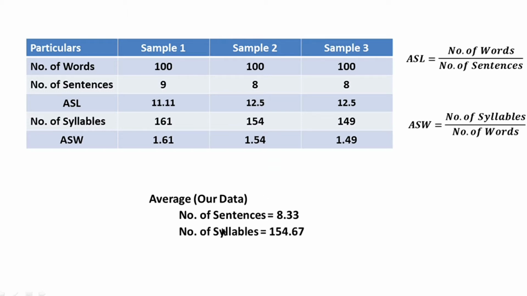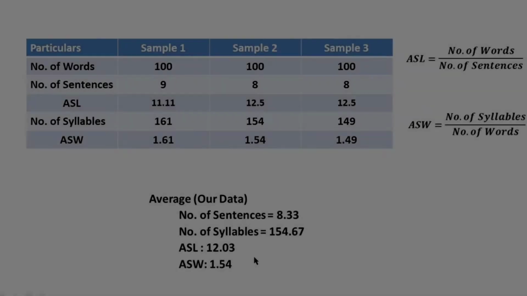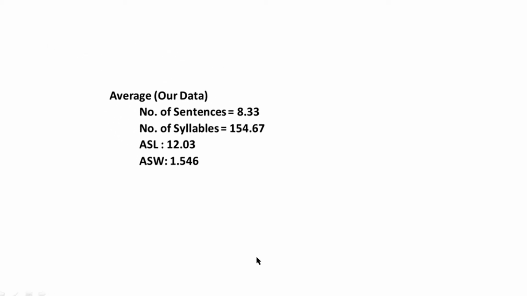Number of syllables 154.67. Average sentence length we have received around 12.03 and average syllables per word is around 1.54. This is the data. Let us understand what is the readability of our literature.